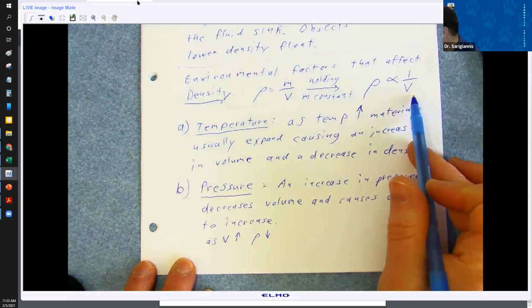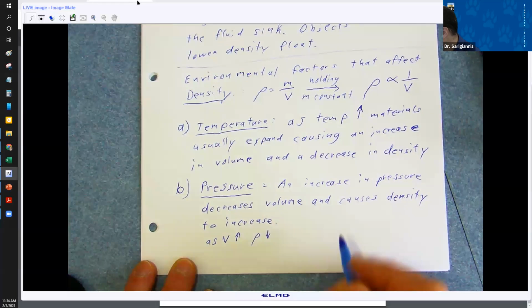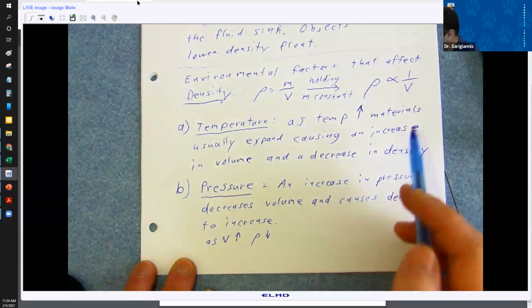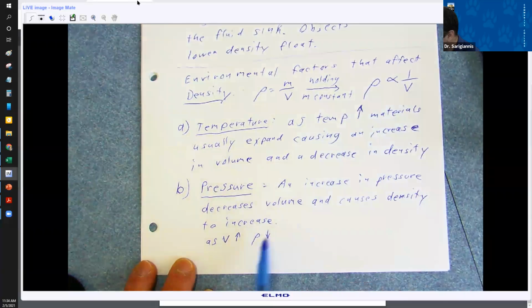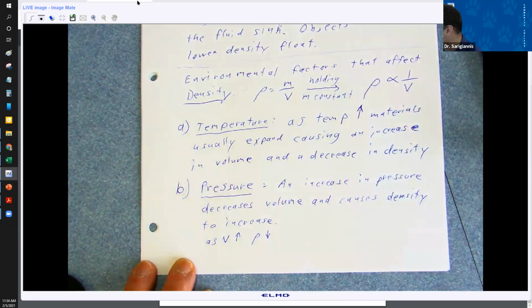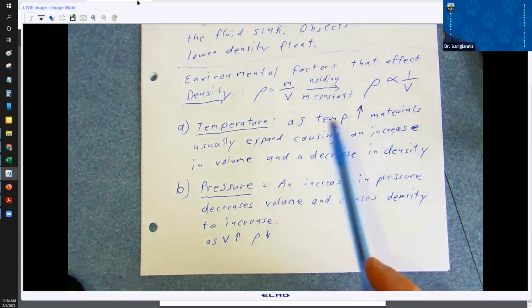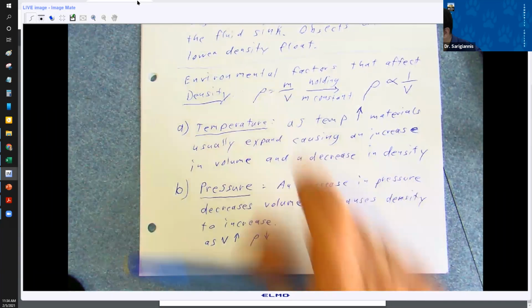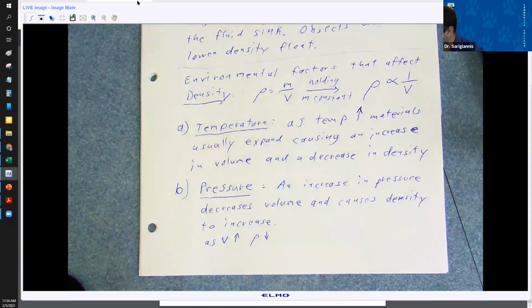If you hold volume constant, obviously your density is the same. And as mass increases, well, we won't talk about mass, but you can write a different proportionality for density and mass. But this is for environmental factors. So typically environmental factors are influencing density through volume. And that's how they affect density.